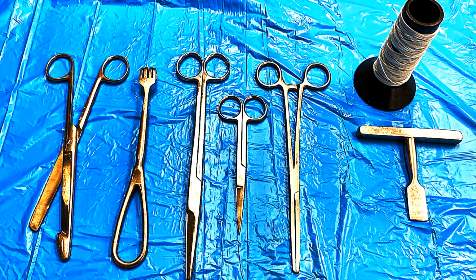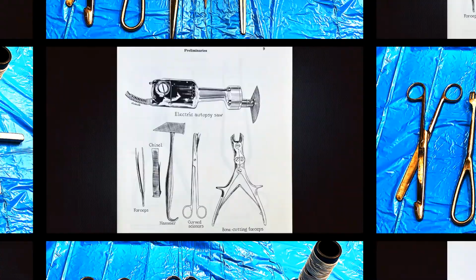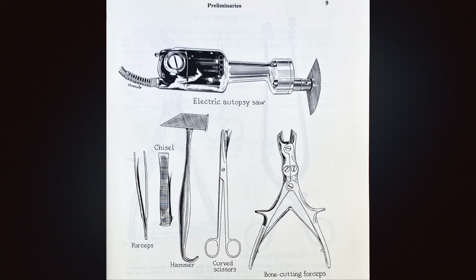And the last thing on the left, all the way to the left, the T-shaped item is the Virchow skull breaker, and this is used to put into the incision into the calvarium in order to open the skull with a twisting motion. Other tools that we can see here are in a drawing. We can see this chisel and hammer.